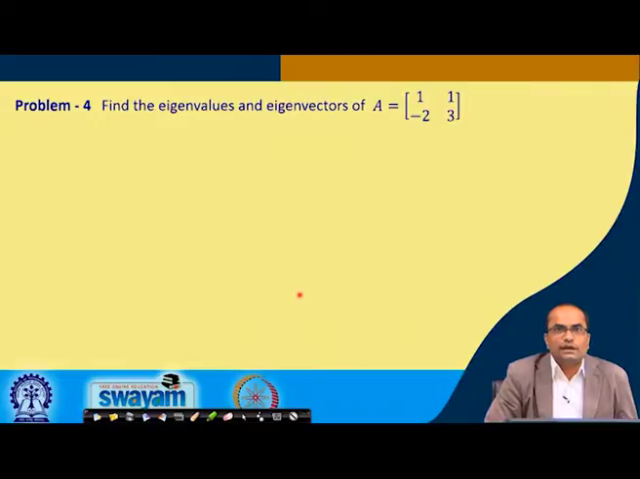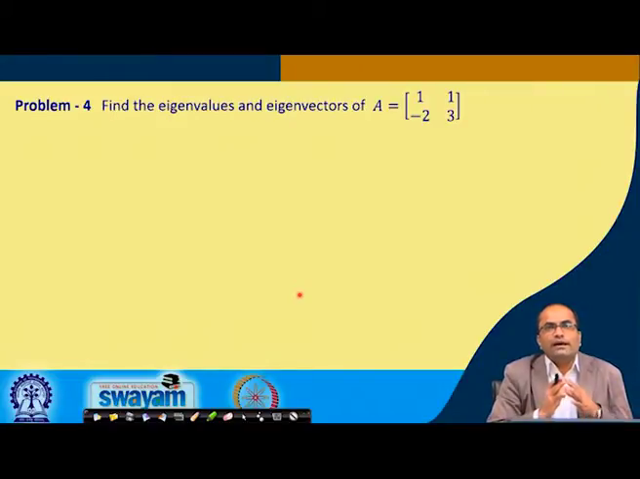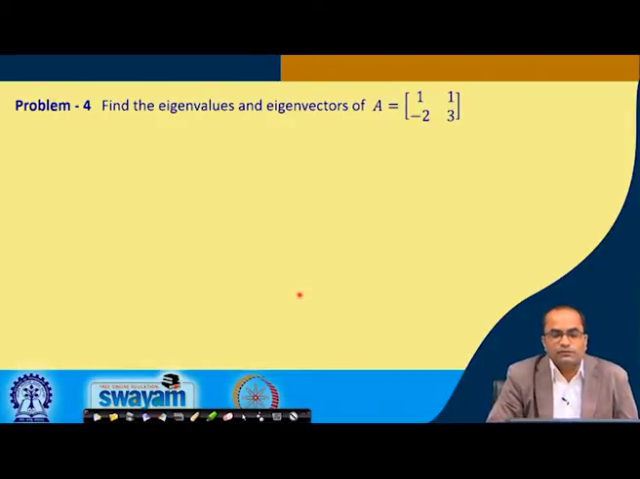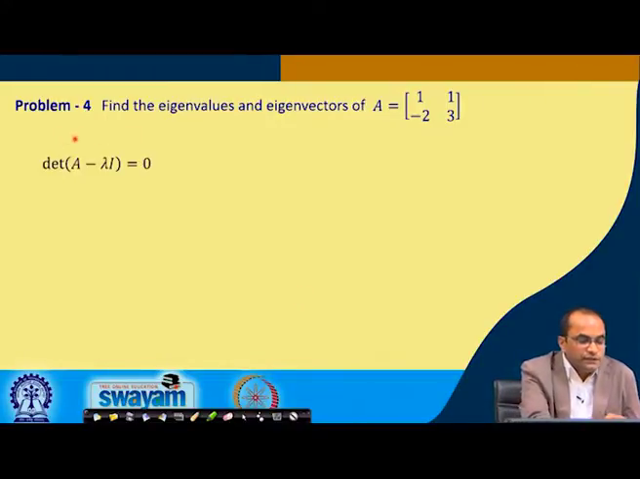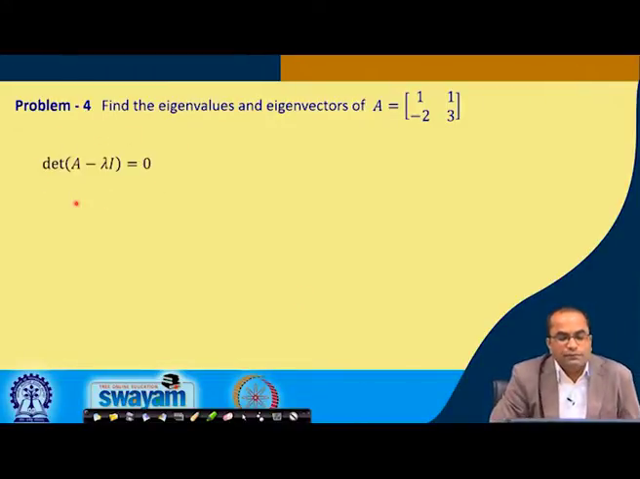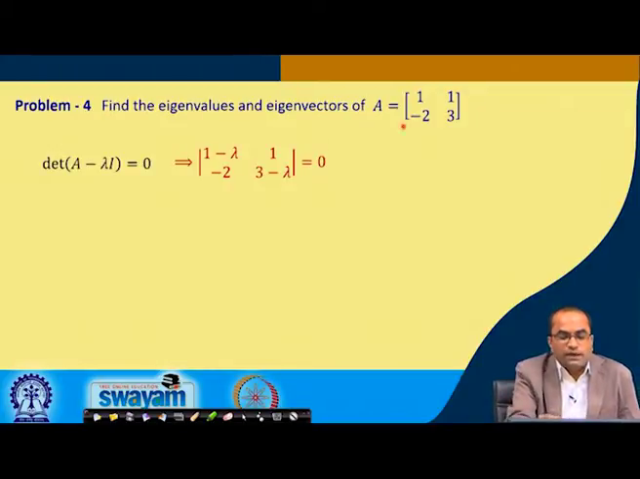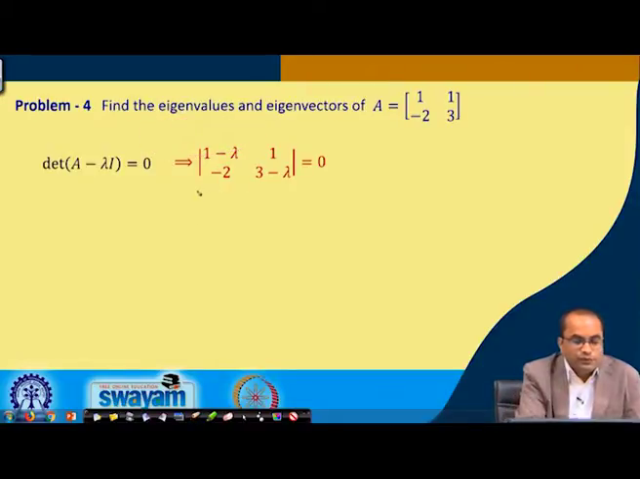Okay, so another example where we will look for the eigenvalues and the eigenvectors of this matrix A, which is given by 1, 1, minus 2 and 3. Here we compute the determinant of A minus lambda I equal to 0. So we have 1 minus lambda, then 3 minus lambda, minus 2 and 1 remain intact. So we have 1 minus lambda multiplied by 3 minus lambda, and minus this becomes plus 2, equal to 0.